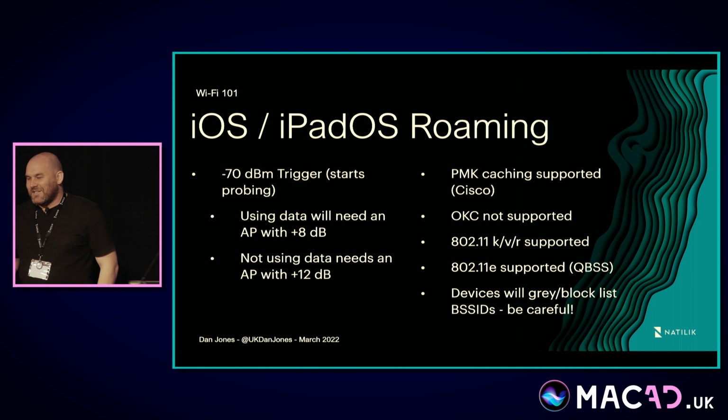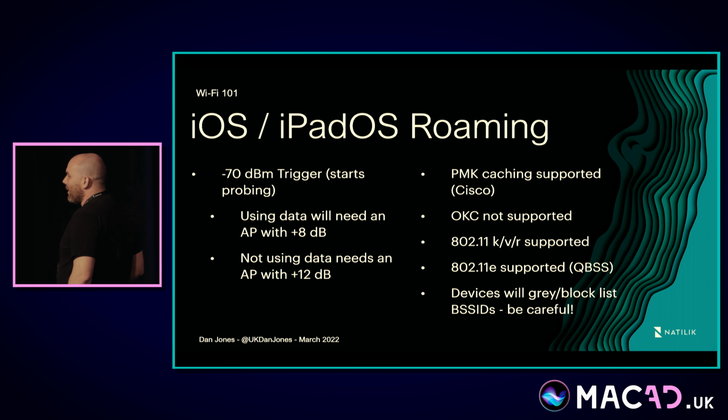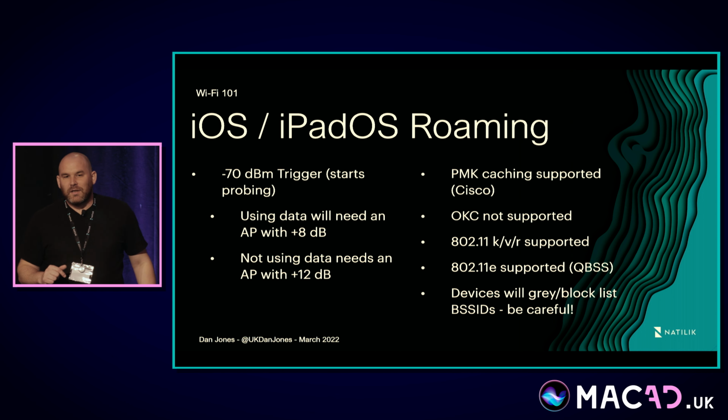Right, so now we get to this: devices will gray or block list BSSIDs. If you have a poorly designed network and you use 802.11v, what happens is the AP will go, I'm too busy, here's a disassociation imminent packet. You're going to get a message that says, I'm about to kick you off the AP. If your Apple device gets that 5 times, it will say, I'm never connecting to you again.